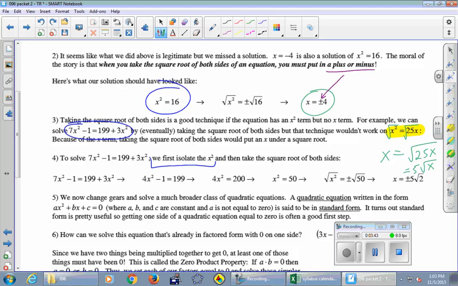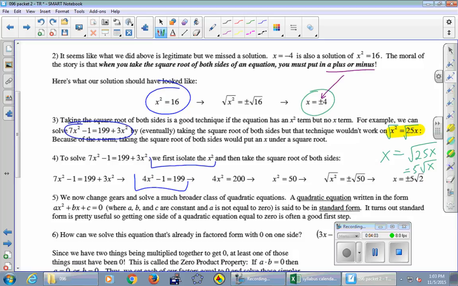That's the first step. So we're going to group these x squared terms together. Let's move them to the left by subtracting 3x squared from both sides. Is that fair? So when we subtract 3x squared, how many x squareds do we have on the left? 4x squared. So that is here, right? Everything else is copied. 4x squared minus 1 equals 199.